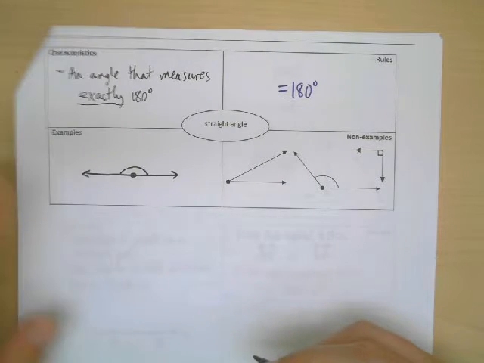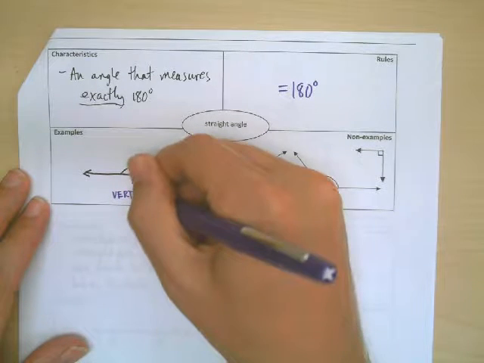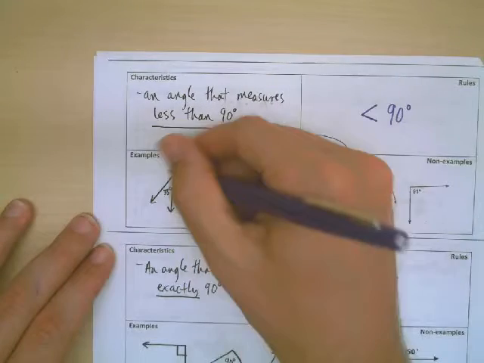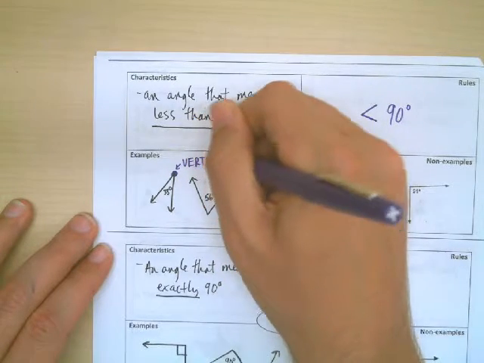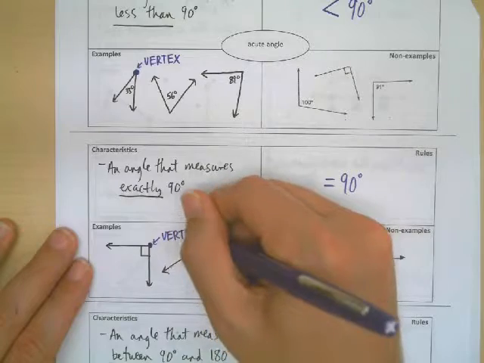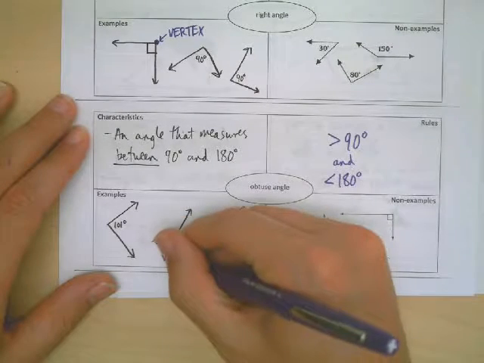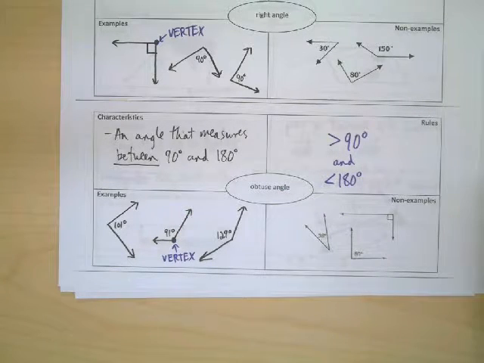Now, I want to go back and label what we call the vertex for each angle. The vertex is the corner point of an angle. So you can see I did it on the straight angle. Now I'm doing it on the acute angle. I'm going to do it on one of the right angles and on one of the obtuse angles. The vertex is the corner point of an angle.